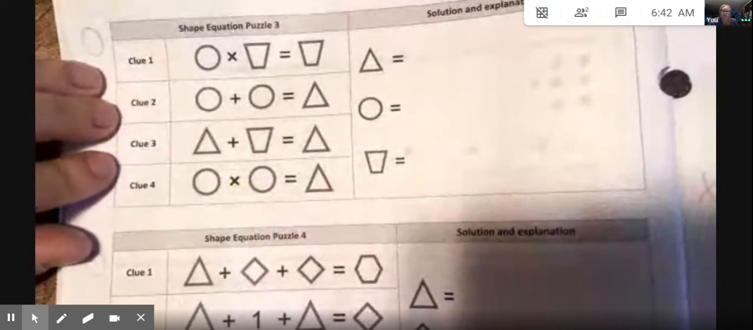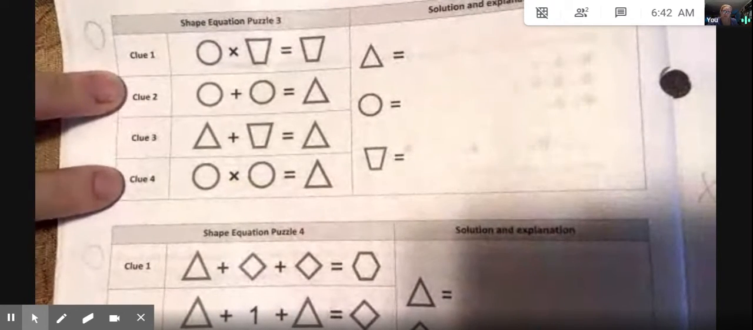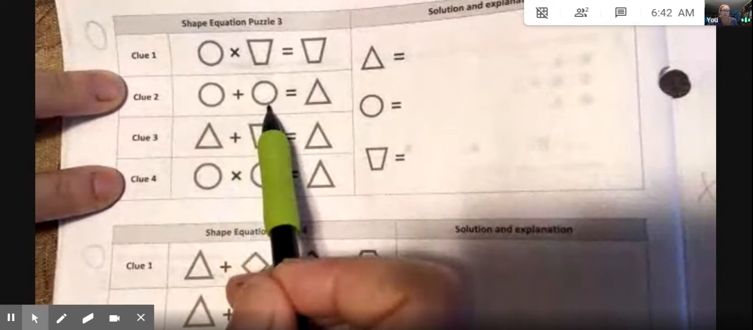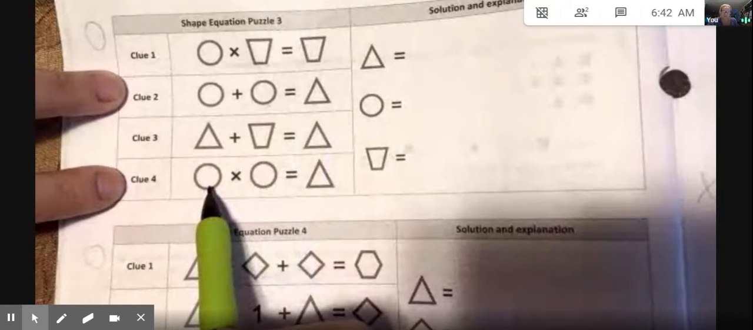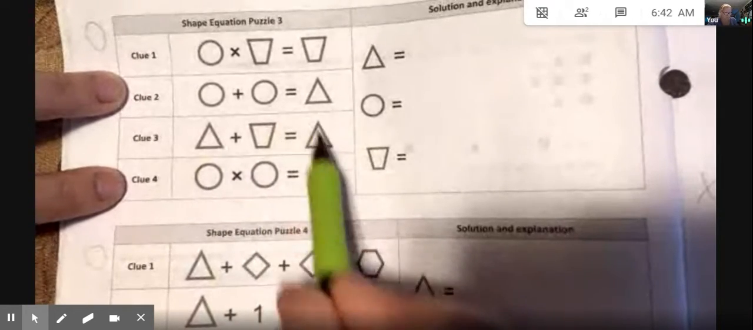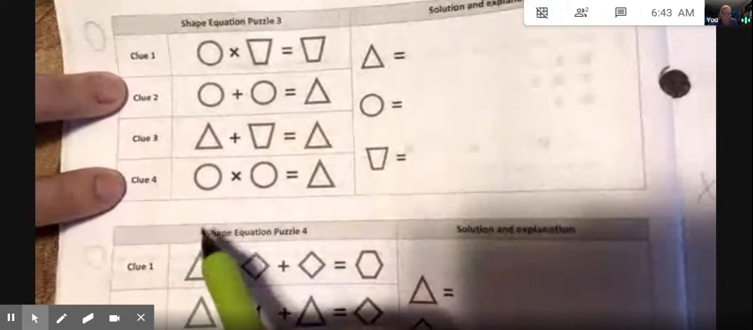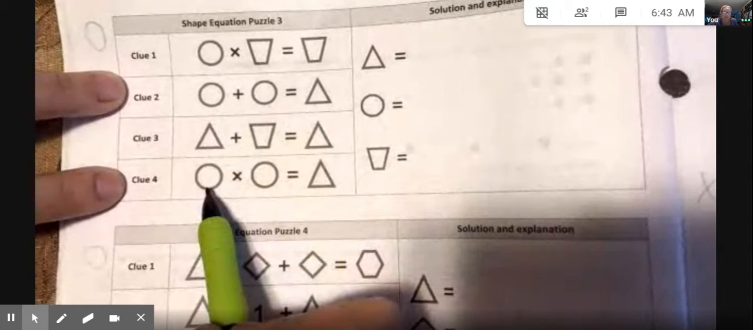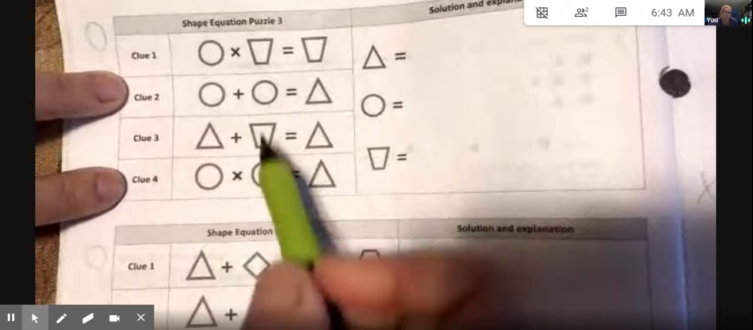Oh boy, it's all shapes. So I would concentrate on clue 2 and clue 4. Some number plus itself gives us another number, and then the same number up here times itself gives us this same number. So if you want to just start from the beginning, like 1 plus 1 equals 2, but then go down here, is 1 times 1 2? And it's not. So let's try 2.